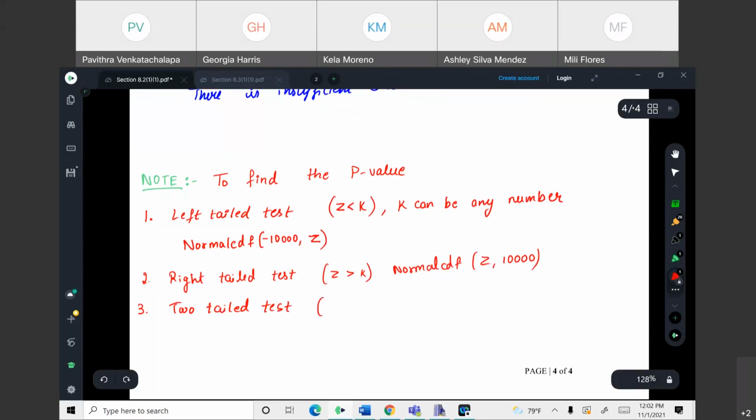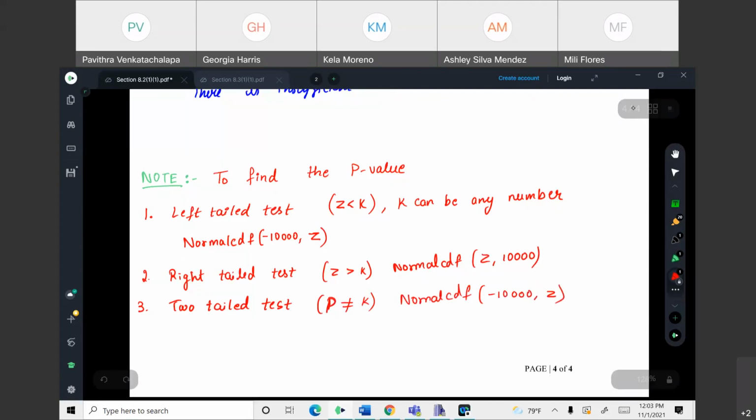that is, if your mu or your population proportion is not equal to some number k, then which value do you have to use? You can use any value. It can be left tail or right tail. We generally use the left tail so that you don't have to subtract the area.